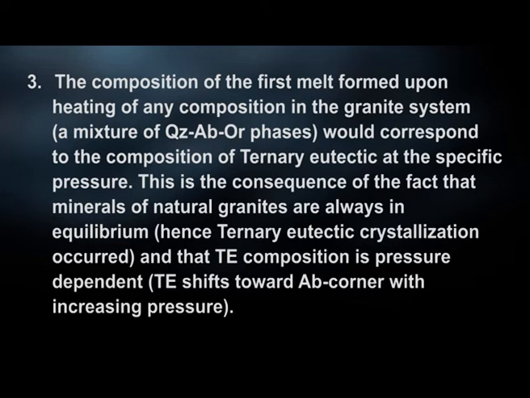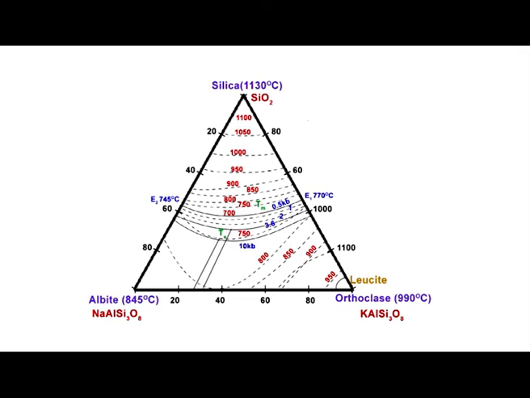Third, the composition of the first melt formed upon heating of any composition in the granite system, a mixture of quartz albite orthoclase phases, would correspond to the composition of the ternary eutectic at the specific pressure. This is the consequence of the fact that minerals of the natural granites are always in equilibrium, hence ternary eutectic crystallization occurred, and that thermal equilibrium composition is pressure dependent. It shifts towards the albite corner with increasing pressure.